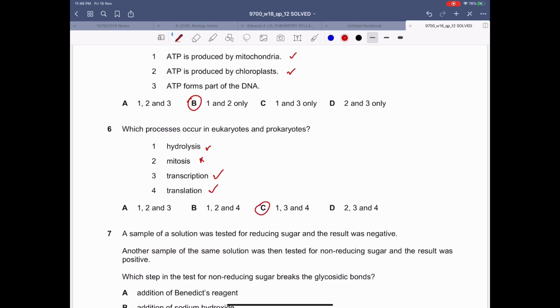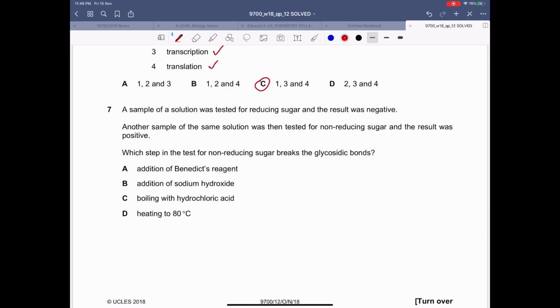C. Question number 7. A sample of a solution was tested for reducing sugar and the result was negative. Another sample of the same solution was then tested for non-reducing sugar and the result was positive. Which step in the test for non-reducing sugar breaks the glycosidic bond?